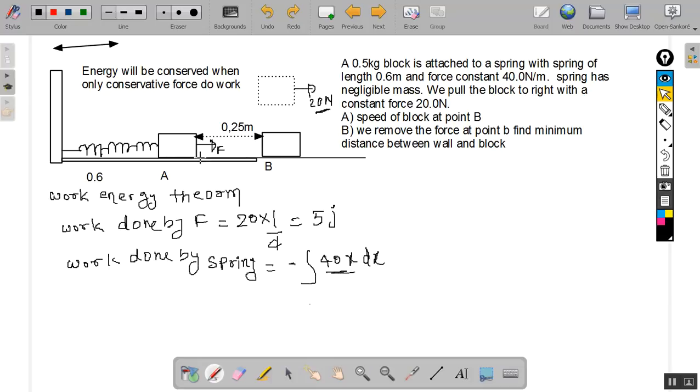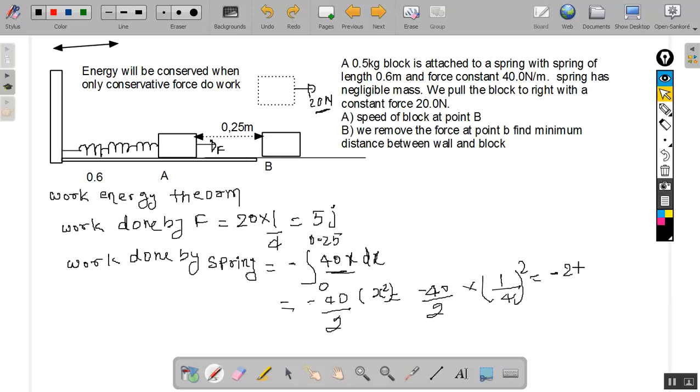The work done by this spring will be, with limits from 0 to 0.25, minus 40 by 2 into x square. This becomes minus 40 by 2 into x, which is 1/4, whole square. So look at this, the work done becomes minus 20/4 into 4.